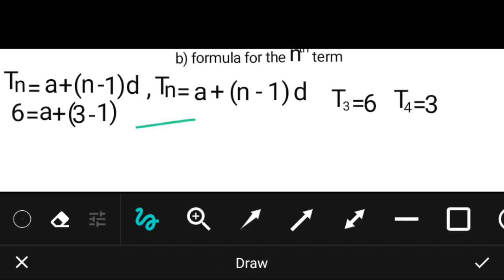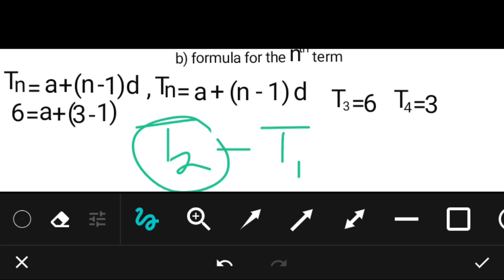You say T2 minus T1. Okay, what does that mean? It means that you can find the common difference by subtracting term 2 minus term 1, and then it is again possible to find term 3 minus term 4, isn't it? Does that make sense? Yes.